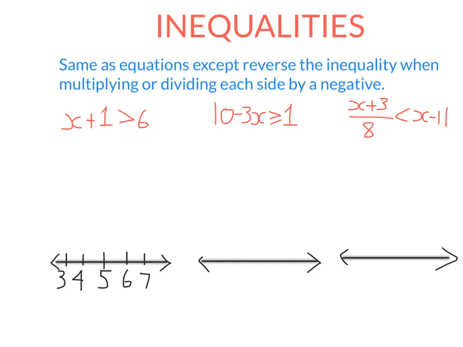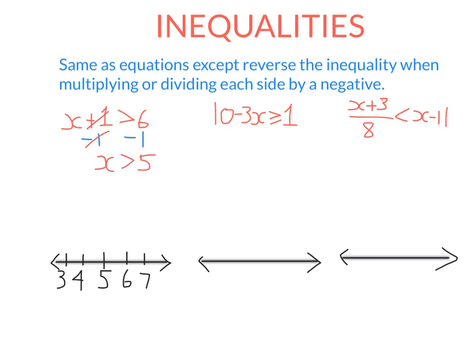Obviously, there are infinitely many solutions to this. x could equal 7, it could equal 100, or whatever. To find all these solutions, we're just going to use the same process we would for normal linear equations. If you had x plus 1 equals 6, you would just subtract 1 from both sides. So that's exactly what we're going to do here. Plus 1 and minus 1 cancel out. I get x is greater than 5.